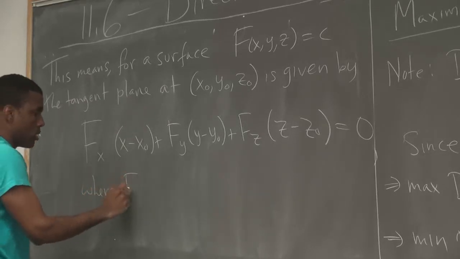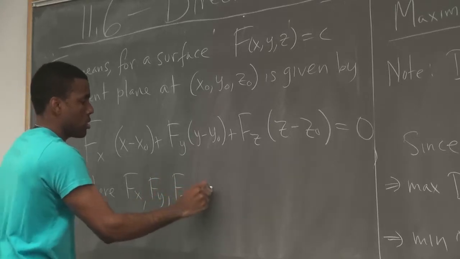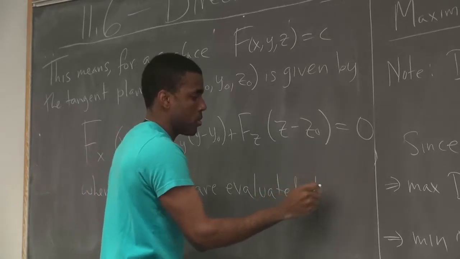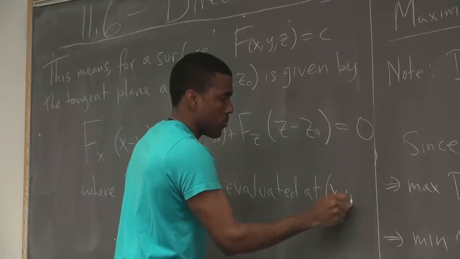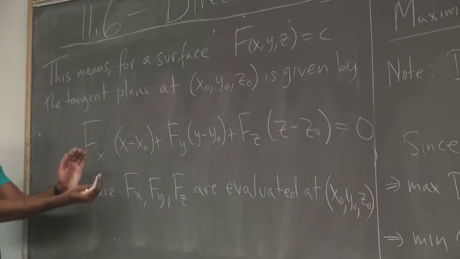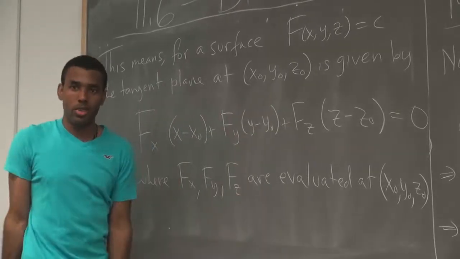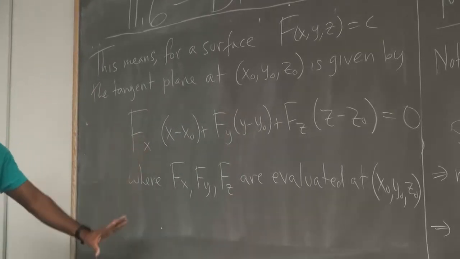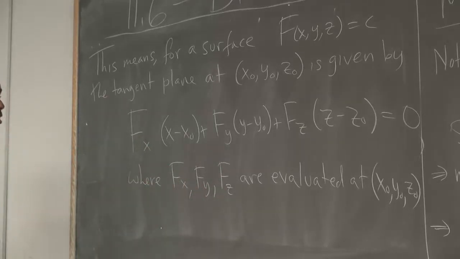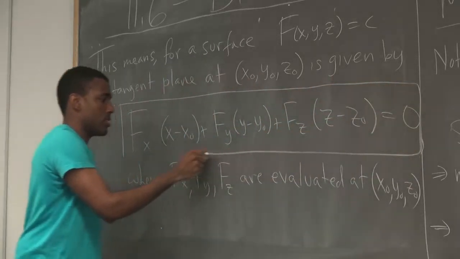where fx, fy, fz are evaluated at the point. You can write this as fx at x0, y0, z0, and so on, but I don't like writing that, so I write it short, and it's easier to remember that way. Just know that you evaluate these at whatever point you're looking at. This gives you the formula for a tangent plane to any level surface.